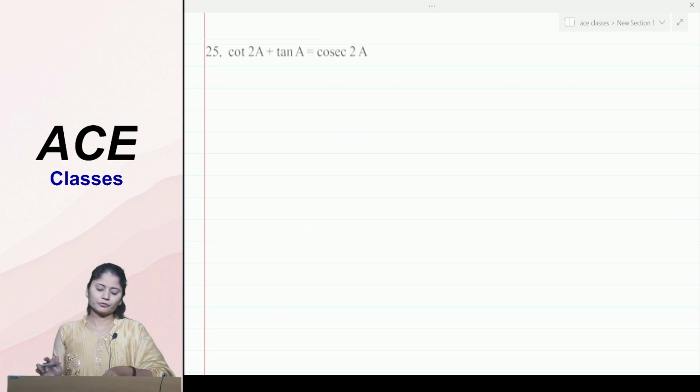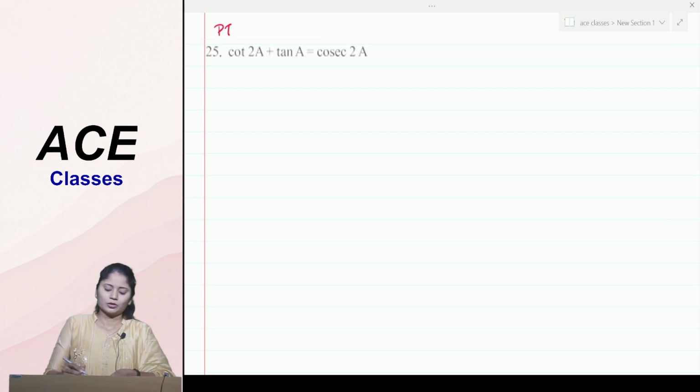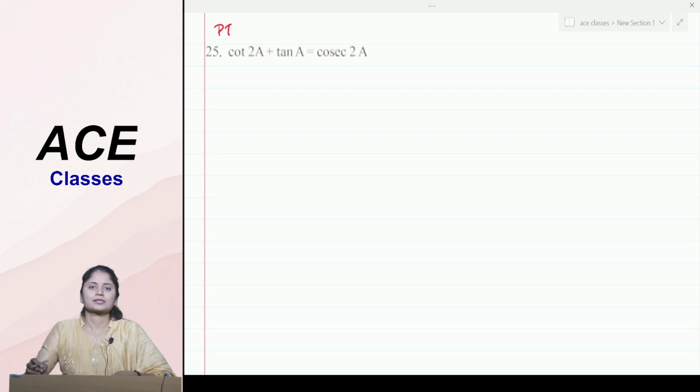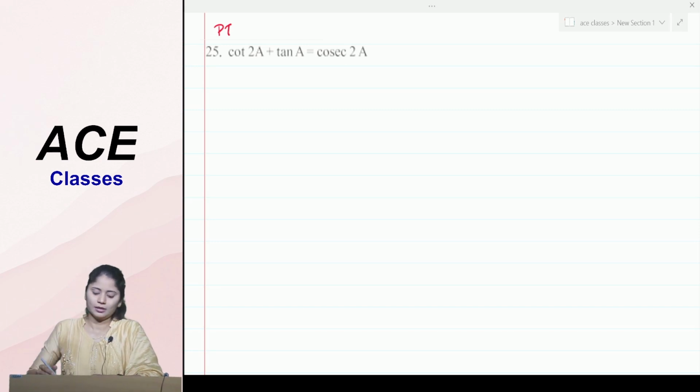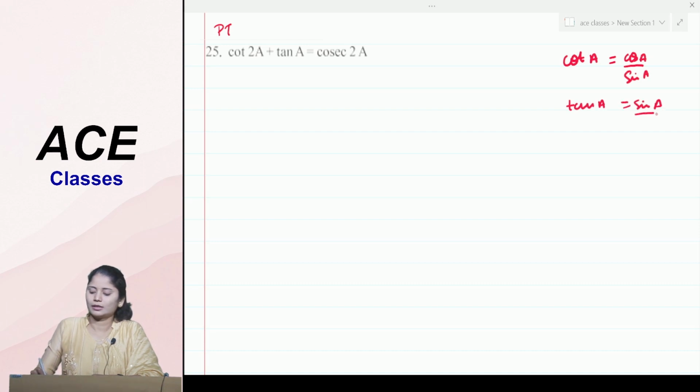Okay, 25th question. Prove that cot 2A plus tan A is equal to cosecant 2A. So in the starting of the video, I have already mentioned every trigonometric ratio I will convert in terms of sin, cos and tan. So already we have known that cot A I can write as cos A by sin A, tan I can write as sin A by cos A. I'll be using this. Now I will change this.